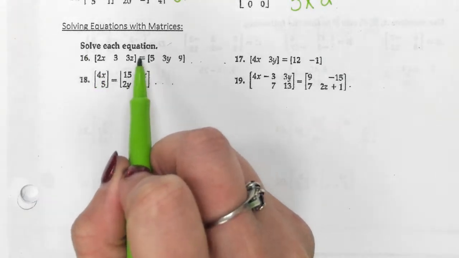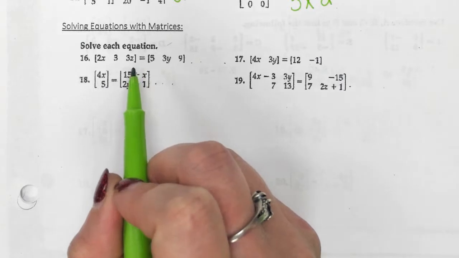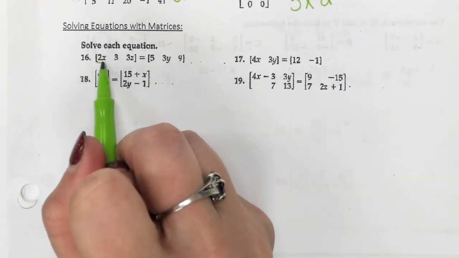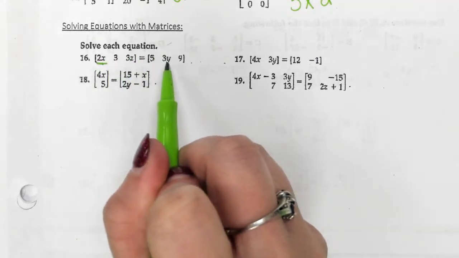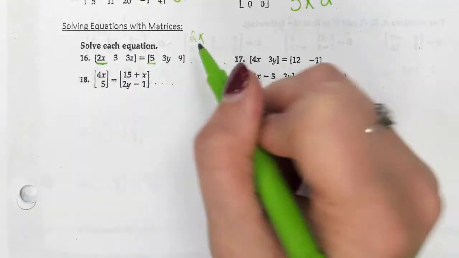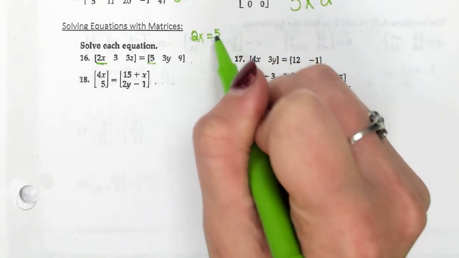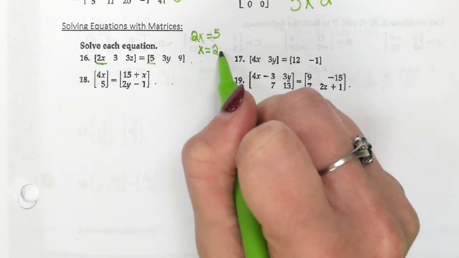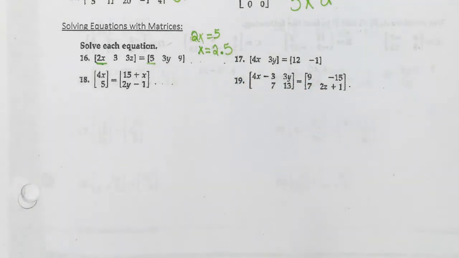Alright, 16, it says equals, right? So it's just like geometry. We have to match sides of triangles up. You have to match these up. So 2x is in the same spot as which number over here? 5. So you say 2x is equal to 5. And so now you can figure out what x is by dividing. And you get what? 2.5. And you can only use a decimal because it is a terminating decimal.